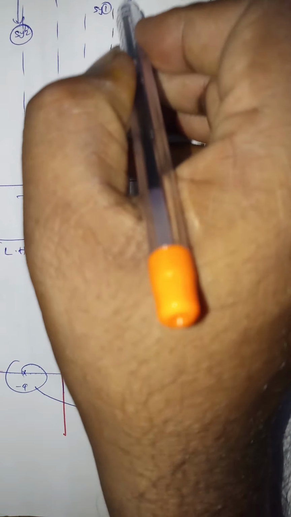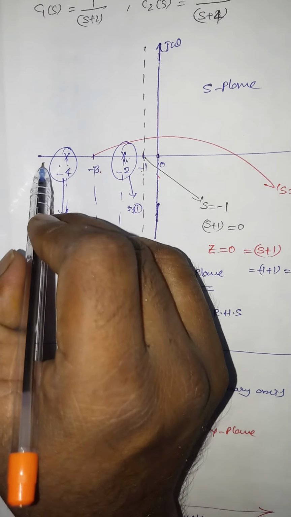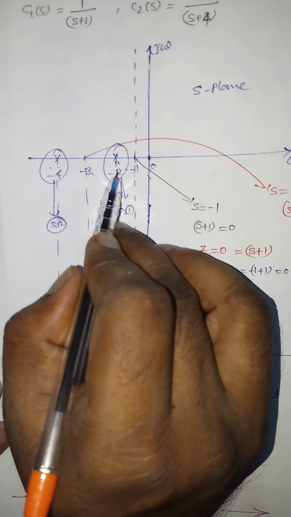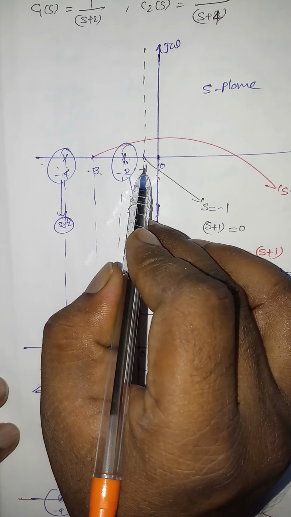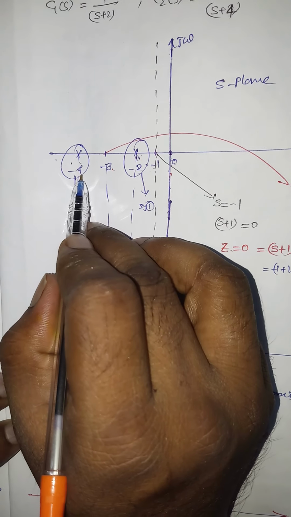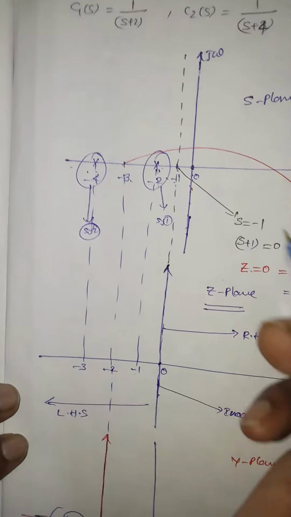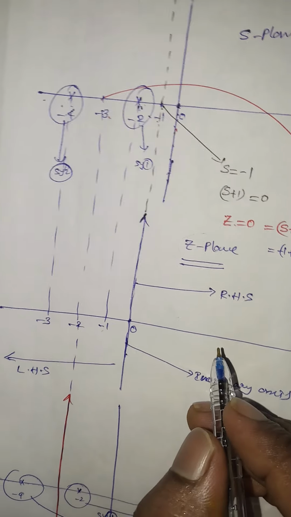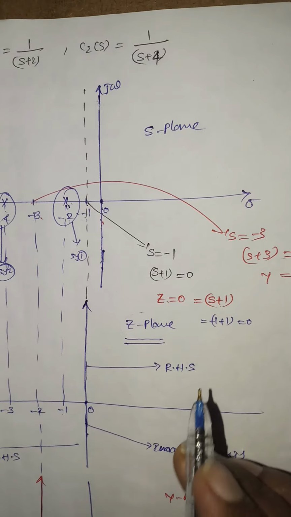If I shift this imaginary axis from s is equal to 0 to s is equal to some -5, both the systems are unstable systems. If I shift this imaginary axis from s is equal to 0 to -1, both the systems are stable systems, but s is equal to -4 is more stable when compared to this s is equal to -2. So this is how we can analyze this relative stability concept.